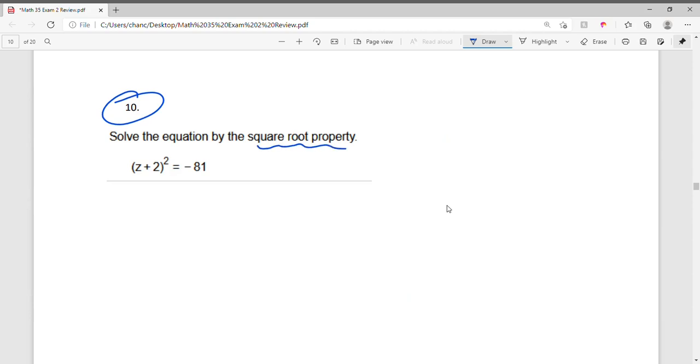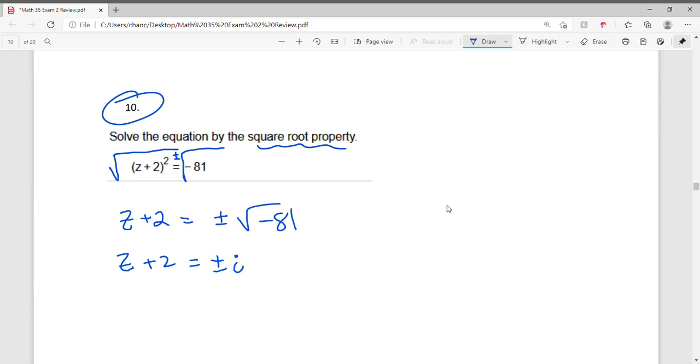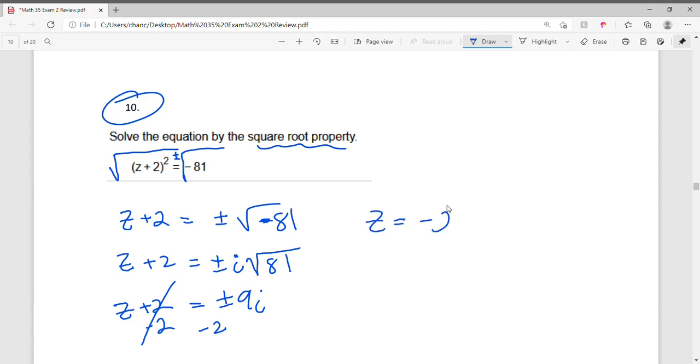Solve the equation by the square root property. That means we can take the square root of both sides. Don't forget the plus or minus. So z plus 2 is equal to plus or minus the square root of negative 81. But we know the square root of a negative can be changed into i times the square root of 81 because there's a negative inside. We can pull out the i, and we know the square root of 81 is also 9. So this is plus or minus 9i. And we have z plus 2 on the left. All we have to do now is subtract 2 from both sides. And this completes the problem. z is equal to negative 2 plus or minus 9i. Stop here. We're done.